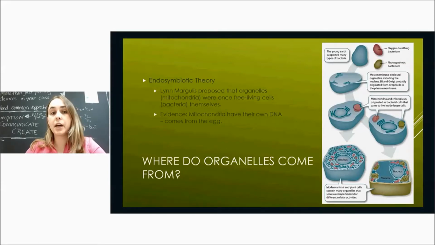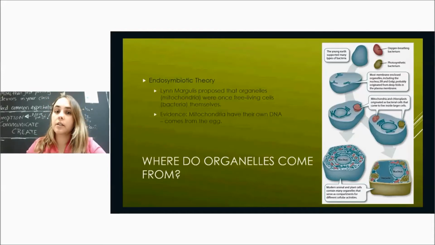She proposed that organelles like mitochondria were once free-living cells or bacteria themselves, and they were engulfed into a larger cell, a larger bacteria, and stayed there to perform a specific function. So in this image, you have three different types of bacteria. One is a photosynthetic bacteria. One is an oxygen-breathing bacteria.